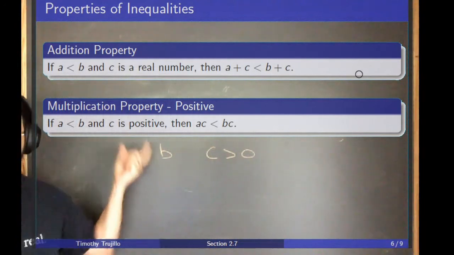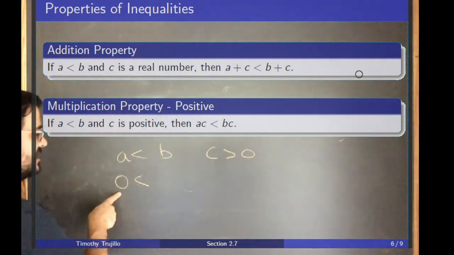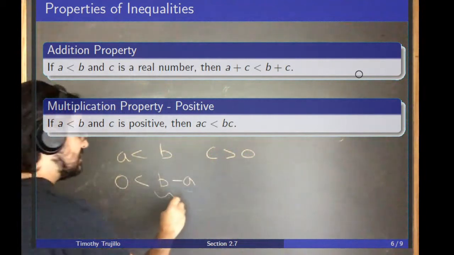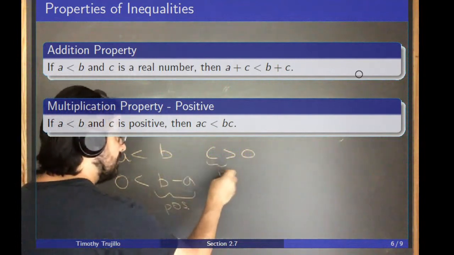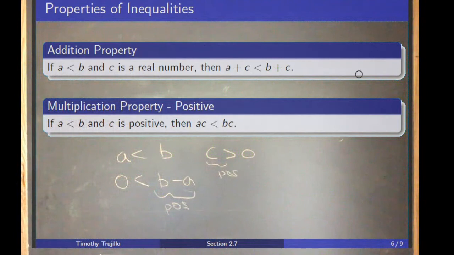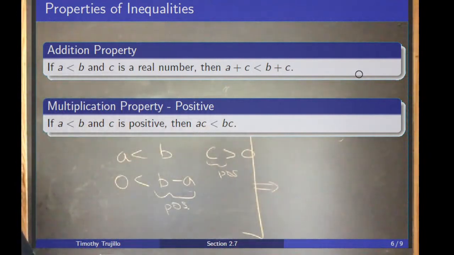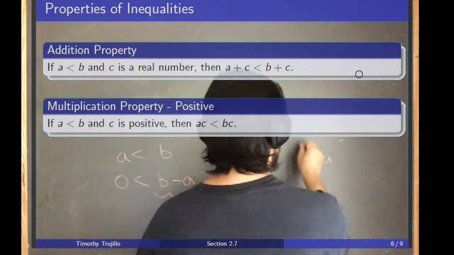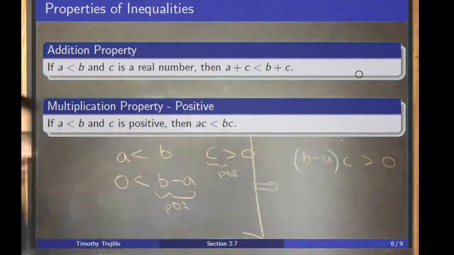So here we'll use the addition property that we had up here, and I'll subtract A from both sides. If I subtract A from this side, I get 0. And if I subtract A from this side, I get B minus A. So this means that B minus A is positive. And this one here means that C is positive. Okay? And if you take two positive numbers and you multiply them together, I'm going to get a positive number. So in other words, if I take B minus A and I multiply that by C, that's a positive times a positive, the whole thing is still going to be bigger than 0.